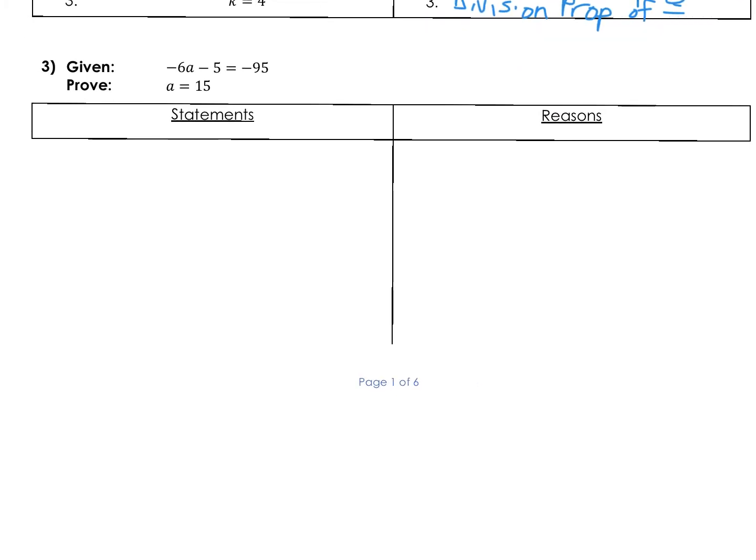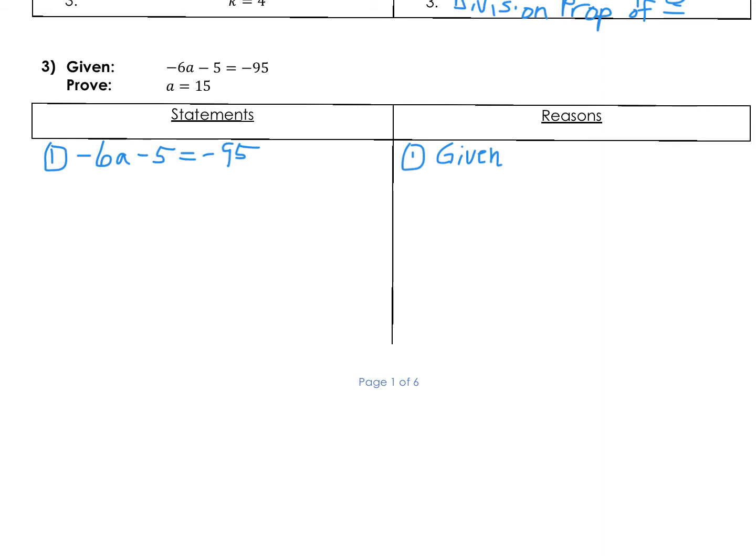All right, so hopefully you did this on your own, and so 100% of the time, your very first statement should be your given. So I'm going to start with negative 6a minus 5 is equal to negative 95. Your reason for that should be given. Then the next thing I'm going to do is isolate the variable term, so I'm going to add 5 to both sides.